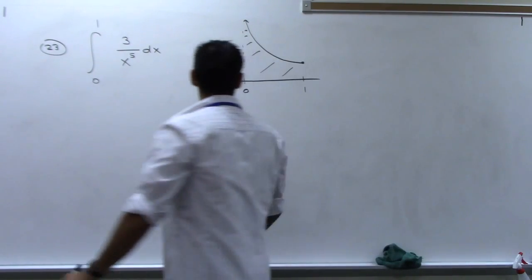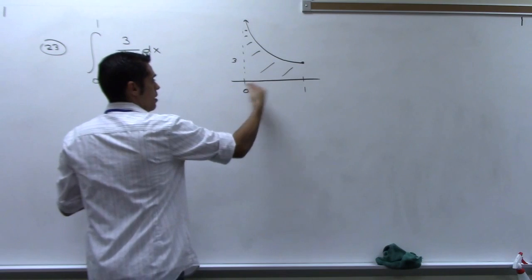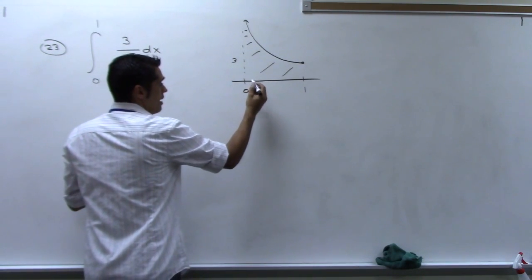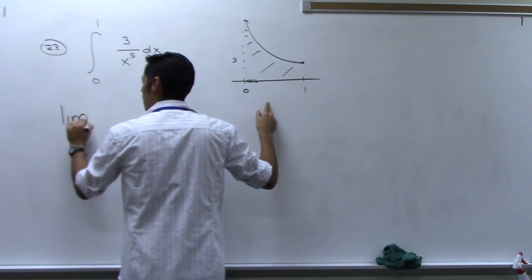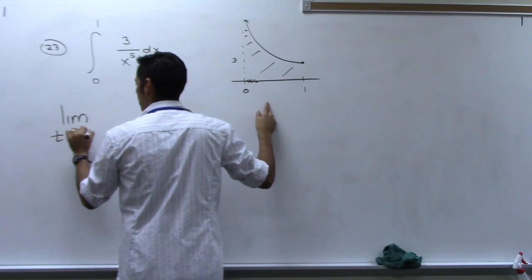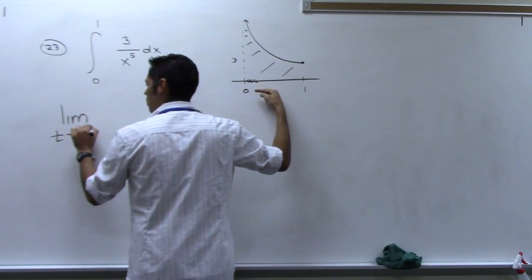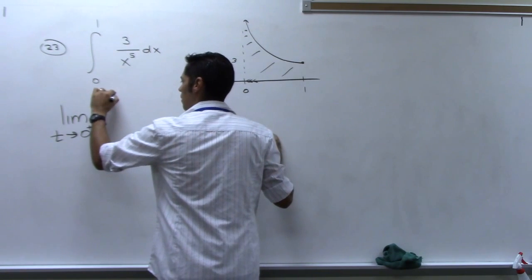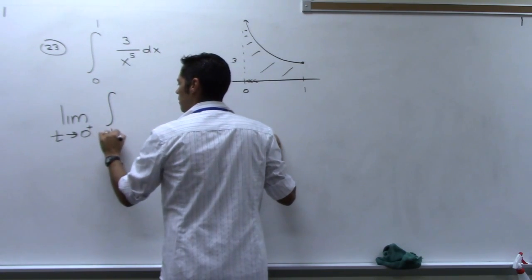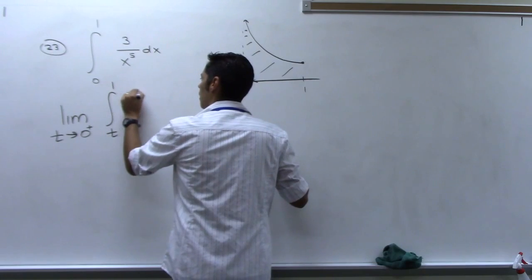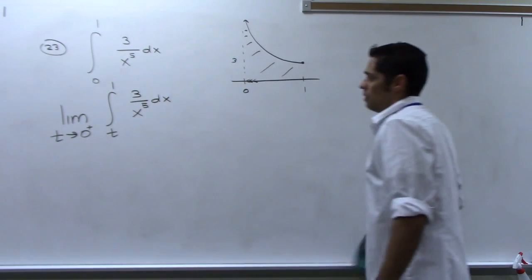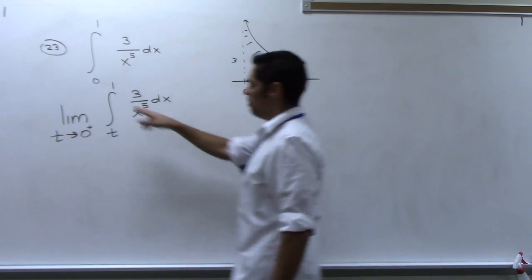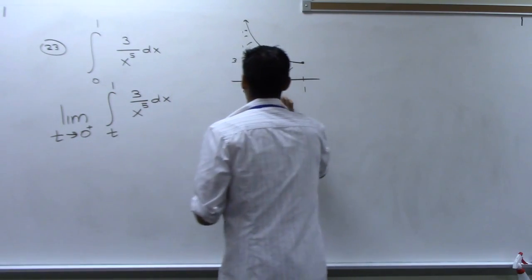So what we do is because our interval is to the right of 0, when we come in this way, we're going to have to set up our limit as follows. The limit as t approaches 0 from the right side, so a little plus symbol there, of the integral from t to 1 of 3 over x to the 5th dx. So replacing the 0 with t, and then at the end we'll let t go to 0 from the right.